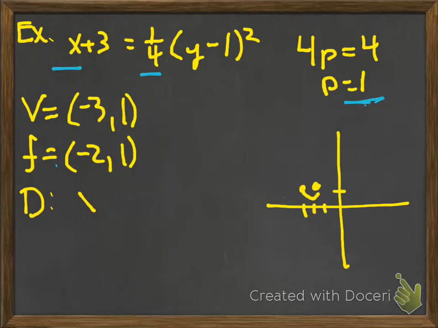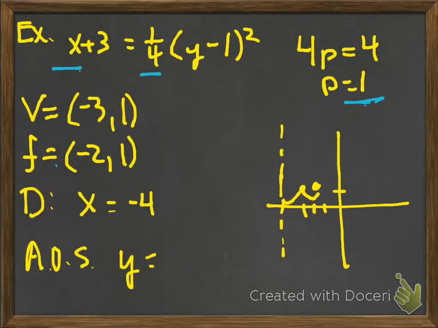Then you're going to go the other way for the directrix. So move to the left 1. And that would give you an answer of -4. Now notice here, I'm not doing the whole point. It's just x equals. Then your axis of symmetry is y equals, according to the vertex, 1. Okay, and there you go. So you want to make sure you know how to move it and which directions to move it.